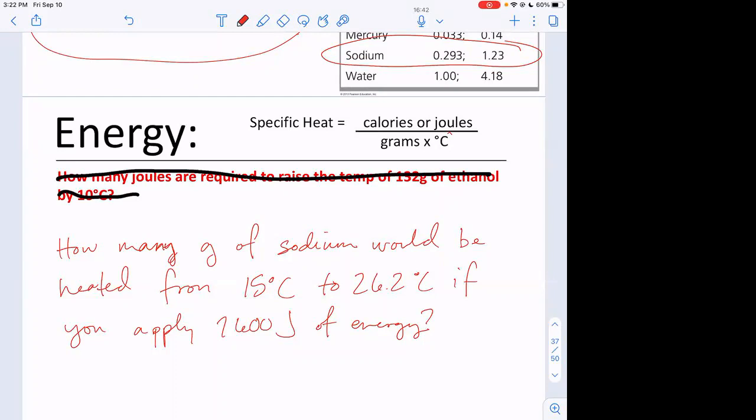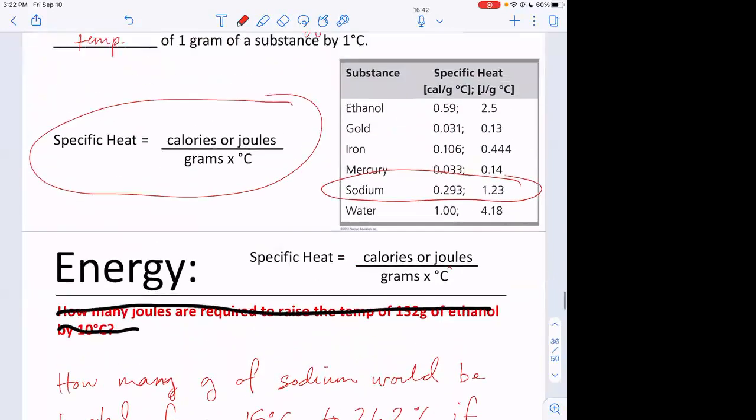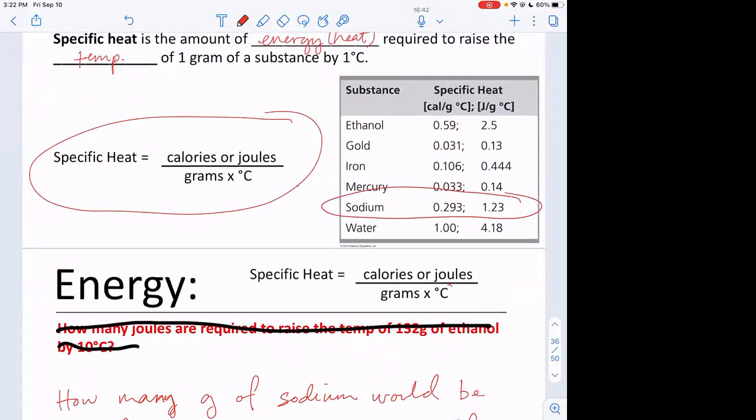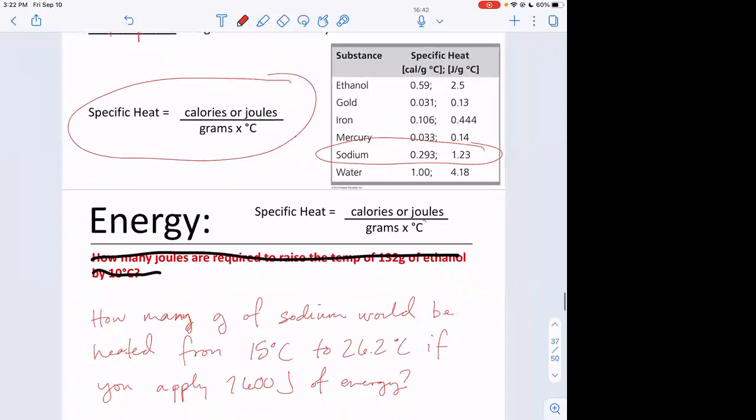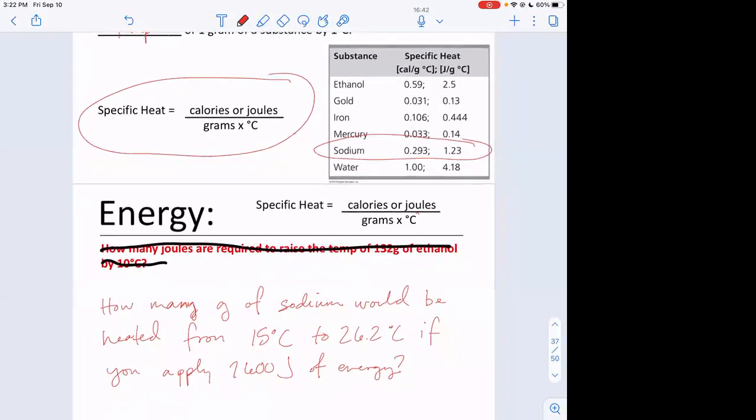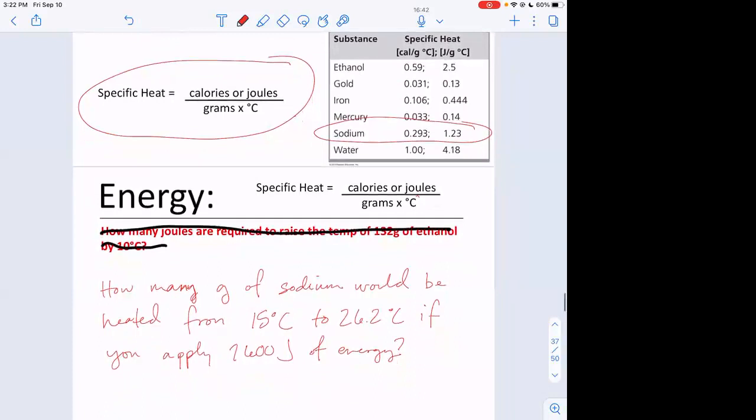Is calories on the left? Let's see if I can get them. There you go. Now you can see all of it. That is 7,600 joules. So I want you to try to work this out before I do anything.